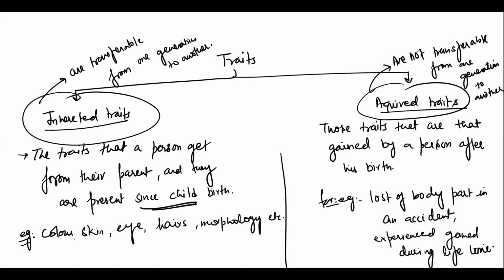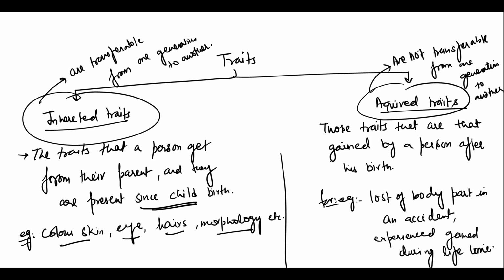Next is the color of the skin, eyes, hair, and morphology. A person, for example my father: I'm not exactly similar to my father, but I'm almost similar. My father has two hands, so I'm going to have two hands. My color of skin, my height maybe from my mother, because I'm going to have 50% characteristics from each of them. These are inherited traits.